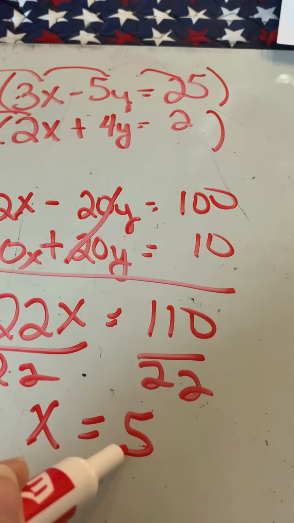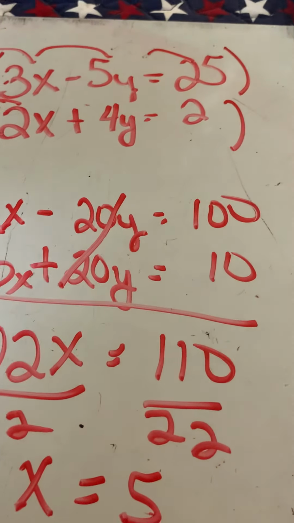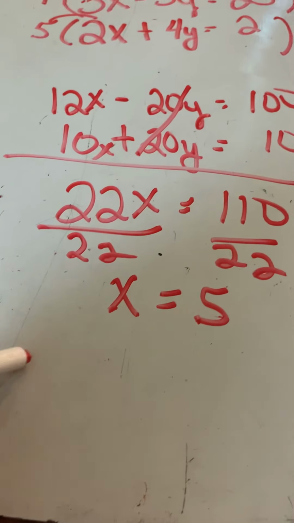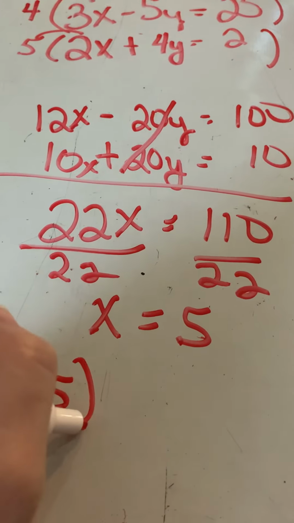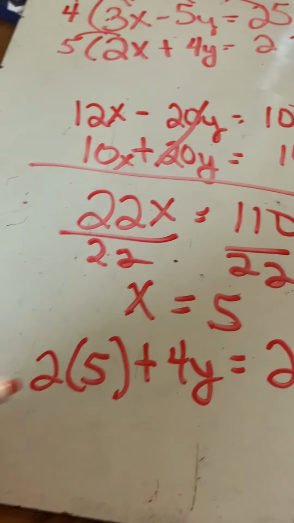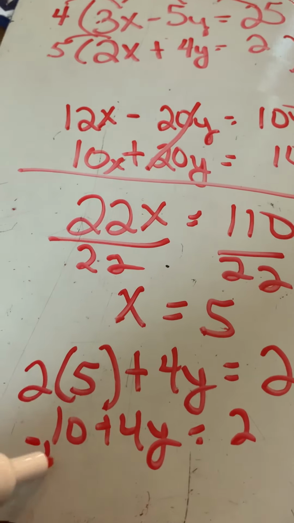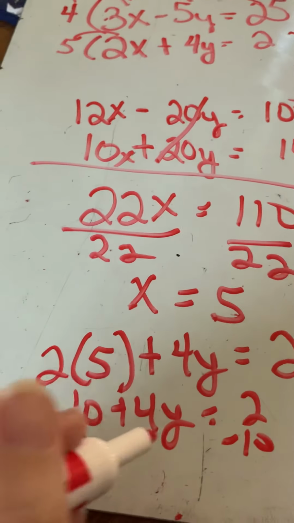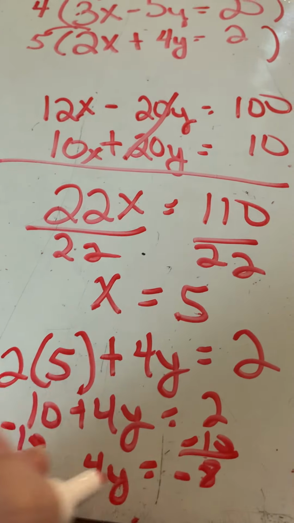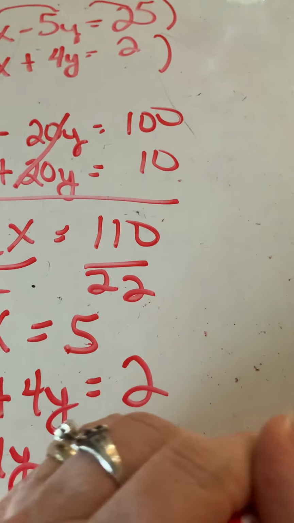Now I know the value of this. I'm going to plug it back into the original equation, and it doesn't matter which one. I'm going to go ahead and use the positive one. So I'm going to write 2, and instead of x, I'll write 5, plus 4y equals 2. That's 10 plus 4y equals 2. Subtract 10 from both sides. I get 4y equals a negative 8. Divide both sides by 4, and y equals a negative 2.